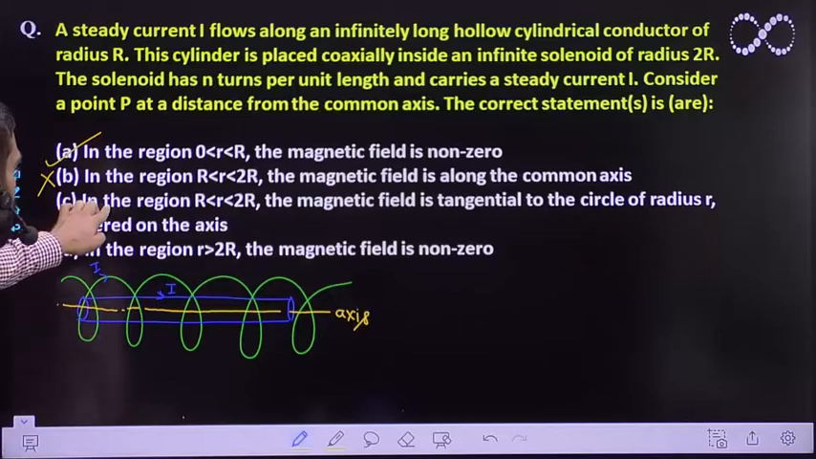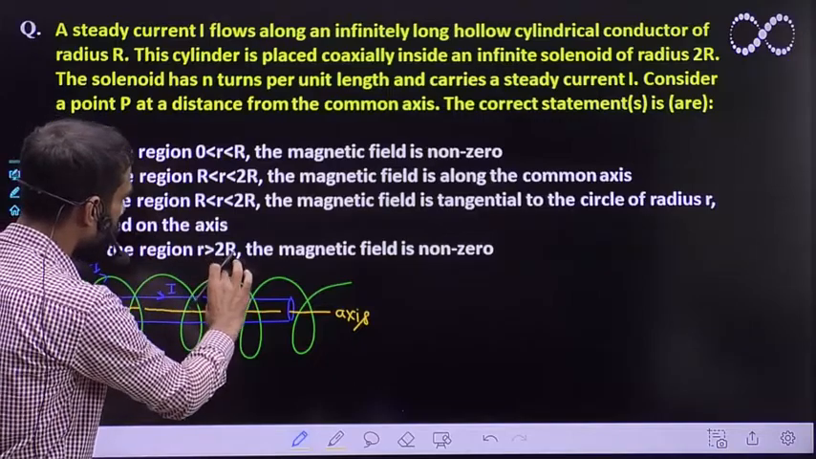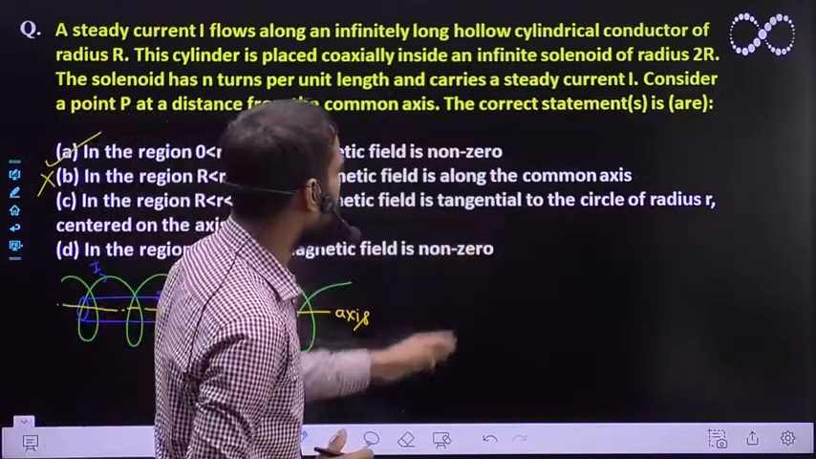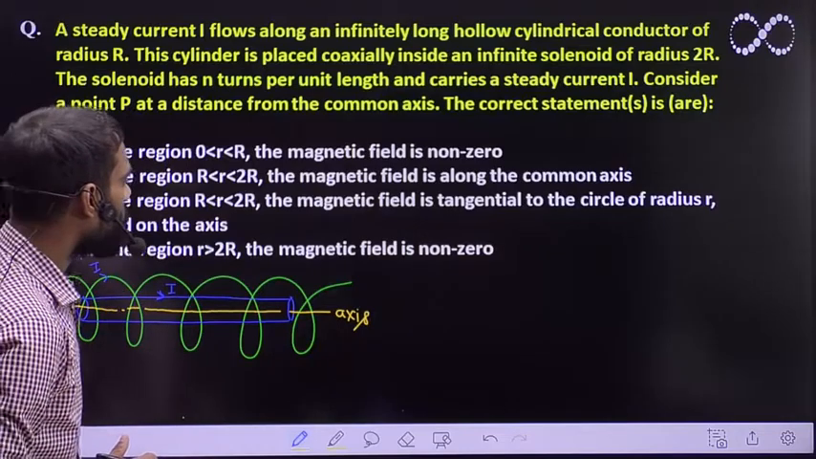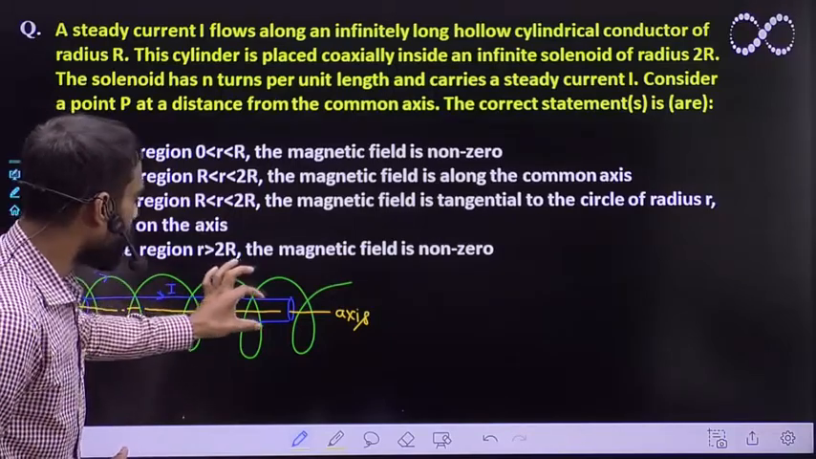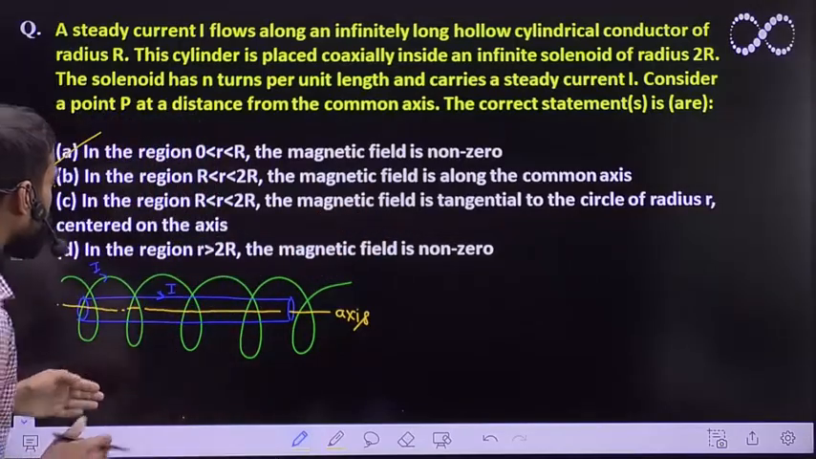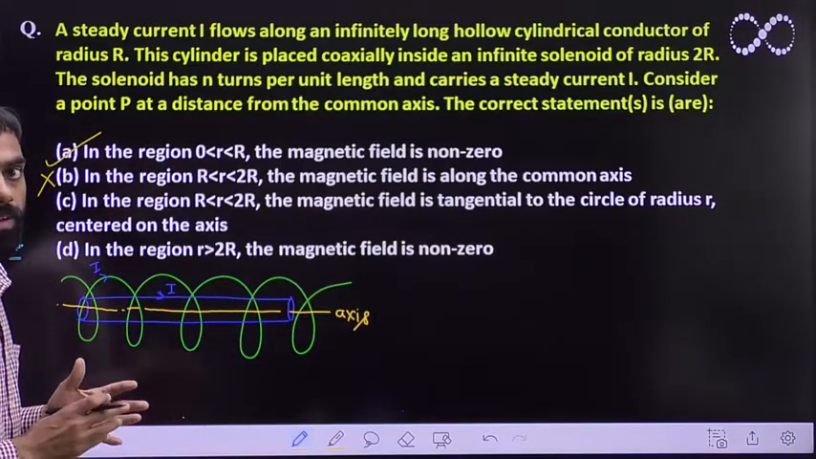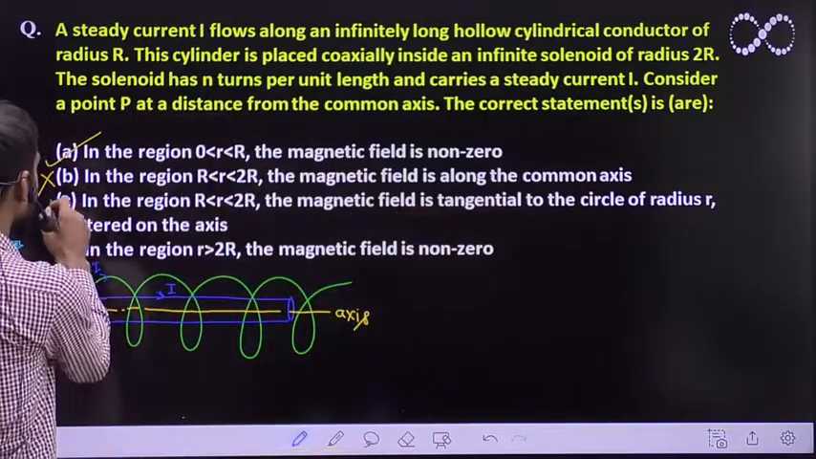Now let us talk about the region a small r, capital R. Option C is also talking about this region. It says the magnetic field is tangential to the circle of radius r centered on the axis. This will also be wrong, because due to the pipe the magnetic field will be along the tangent to the circle, but due to the solenoid the field will be along the axis, and when both vectors get added the field will not be tangential to the circle. So option C is also wrong here.